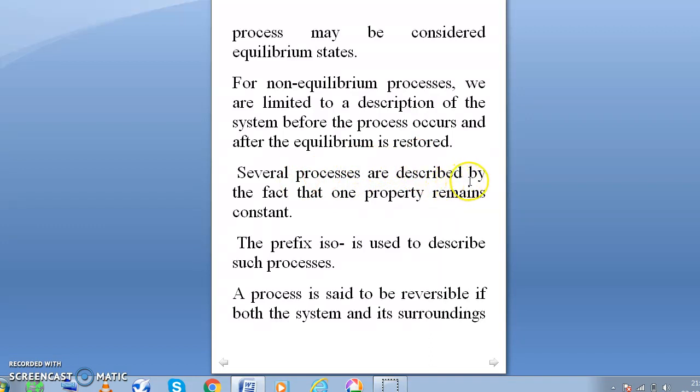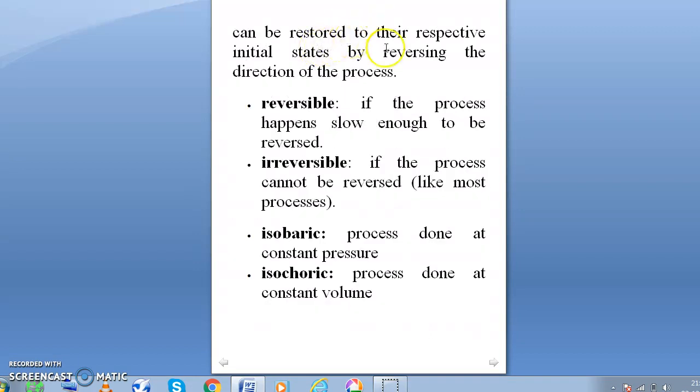Several processes are described by the fact that one property remains constant. The prefix iso is used to describe such processes. A process is said to be reversible if both the system and its surroundings can be restored to their respective initial states by reversing the direction of the process. A process that happens slowly enough to be reversed is a reversible process, and it is an irreversible process if the process cannot be reversed, like most of the processes, which are irreversible.